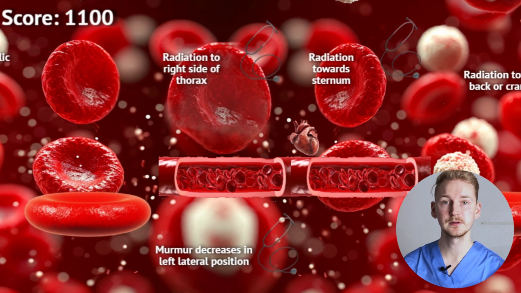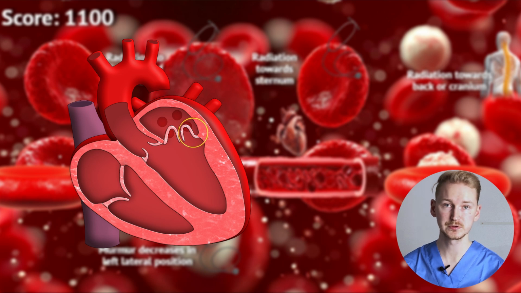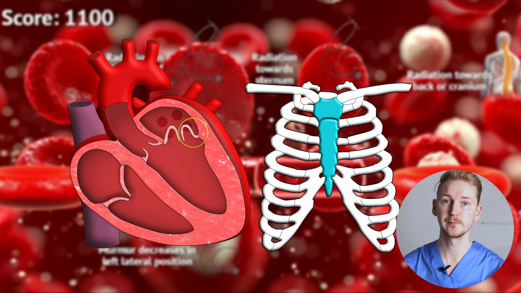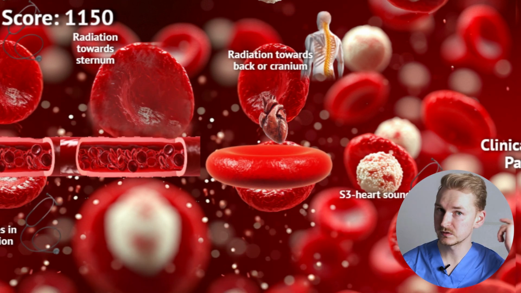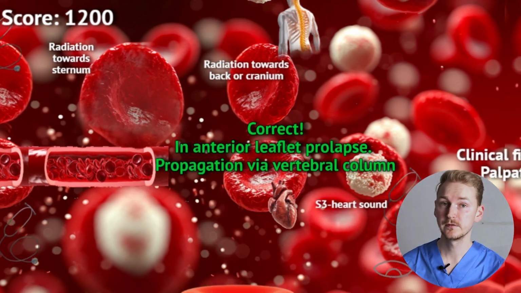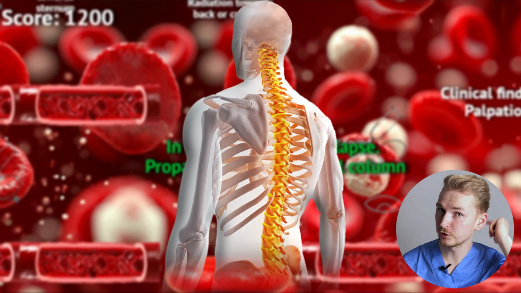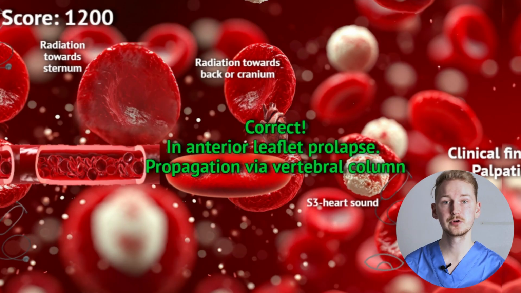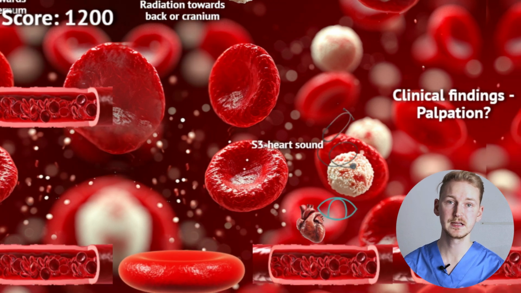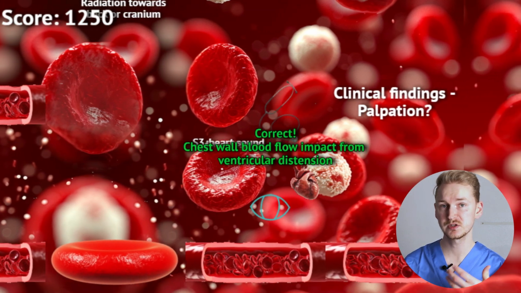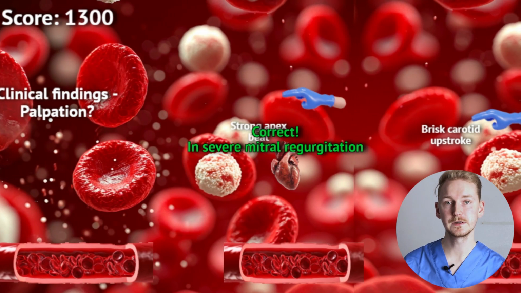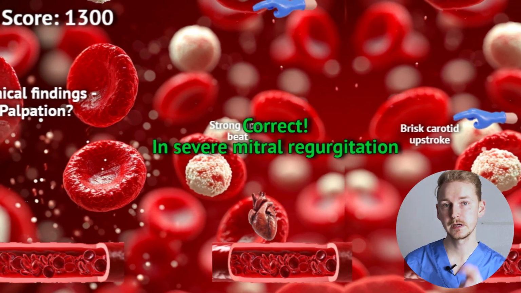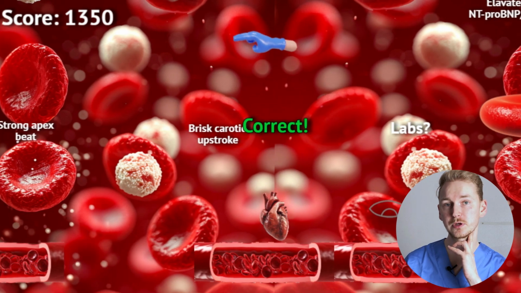A posterior leaflet prolapse can cause the murmur to radiate towards the sternum. In anterior leaflet prolapse, the murmur can radiate towards the back or cranium from propagation via the vertebral column. Ventricular distension can cause an S3 heart sound from chest wall blood flow impact. On palpation, you can feel a strong apex beat and a brisk carotid upstroke.